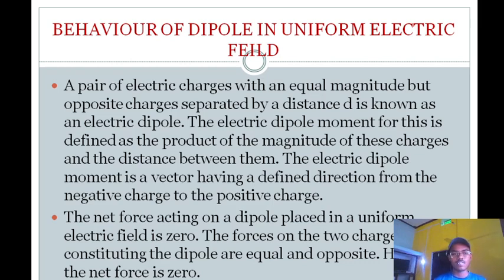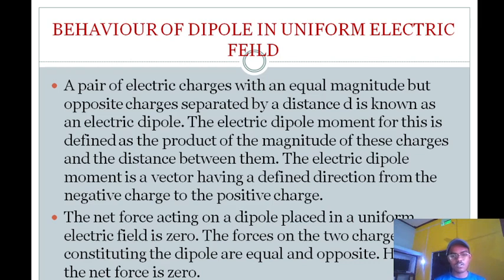A pair of electric charges with an equal magnitude but opposite charges separated by a distance d is known as an electric dipole. The electric dipole moment for this is defined as the product of the magnitude of these charges and the distance between them. The electric dipole moment is a vector having defined direction from the negative charge to the positive charge.